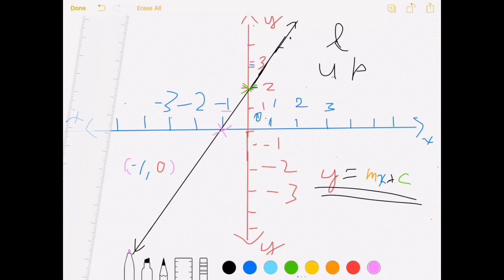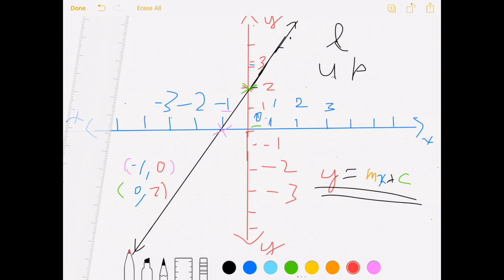And now let's take another point on the line. Let's just use the green point. For the green point, what's the x value? The x value for the green point is, let's look, it's 0. But what is the y value? So it's 0, comma. What's the y value? The y value is 2.